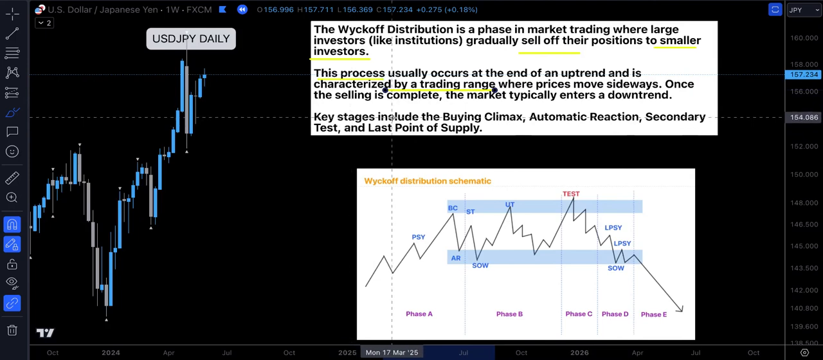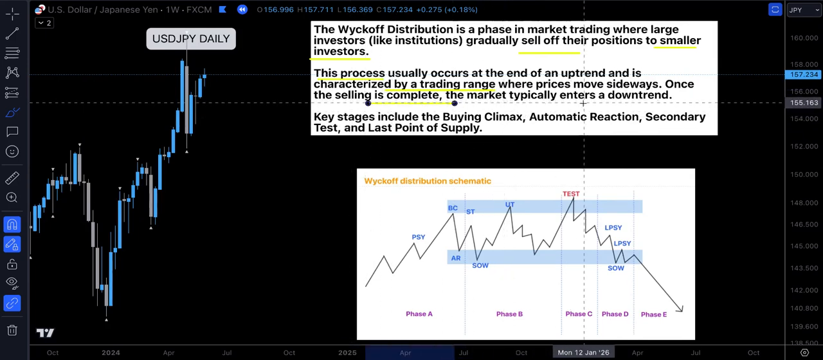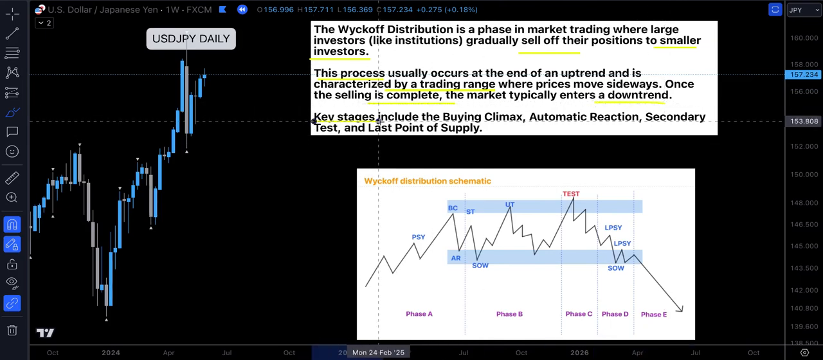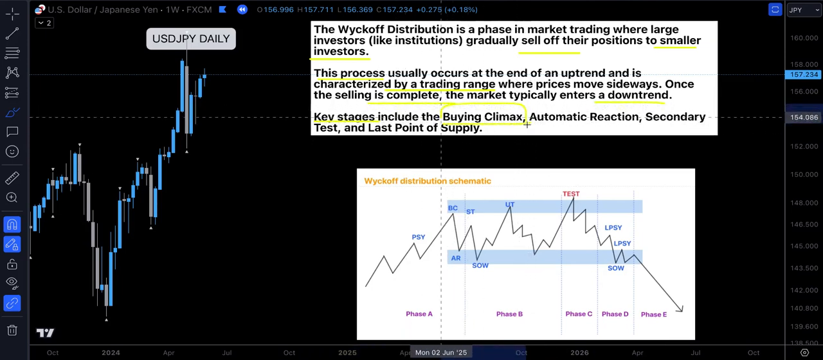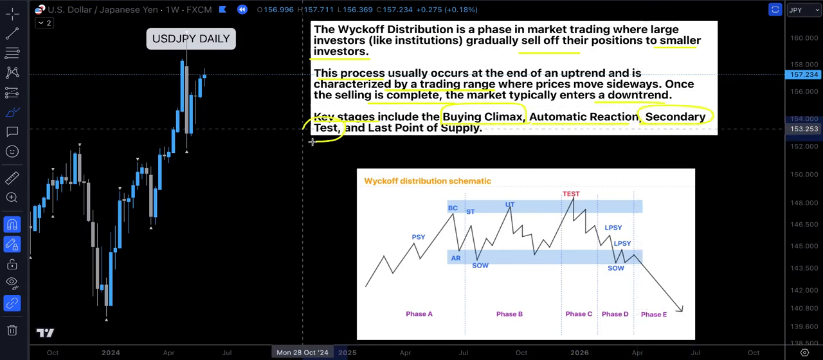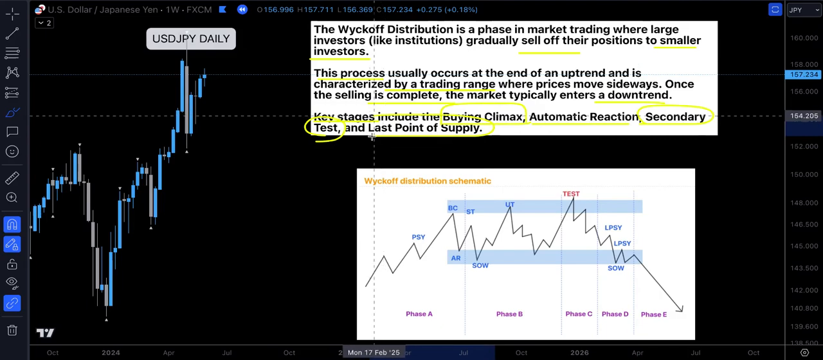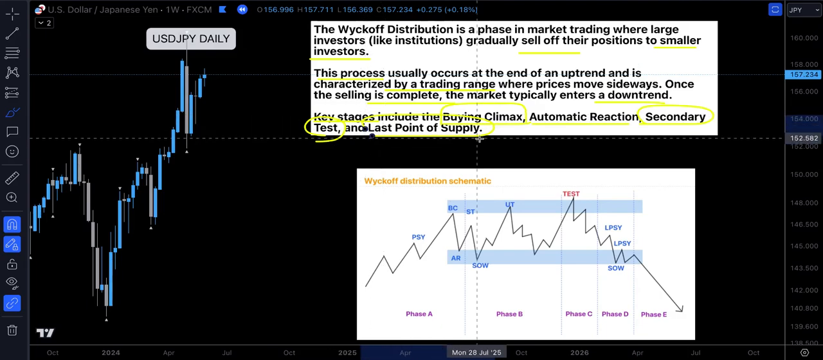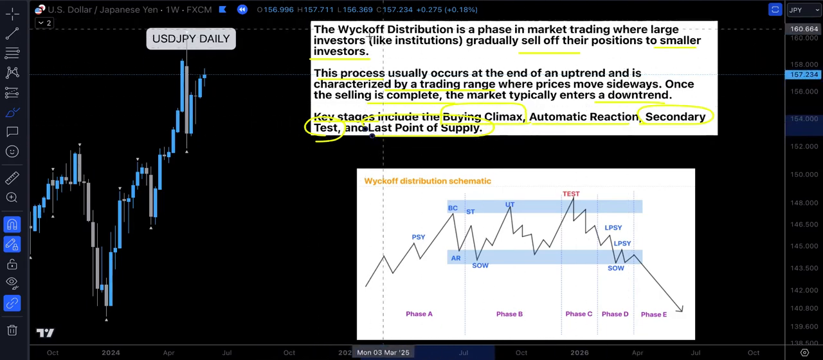Once the selling or buying is complete, the market typically enters either a downtrend or an uptrend, depending on which schematic you're looking at. Key stages include the buying climax, which is sort of the manipulation, then you have your automatic reaction from this level, then a secondary test, which is essentially just the retest, and ultimately the last point of supply until lower prices. That's just the basics of what the Wyckoff distribution is, and it looks like this.